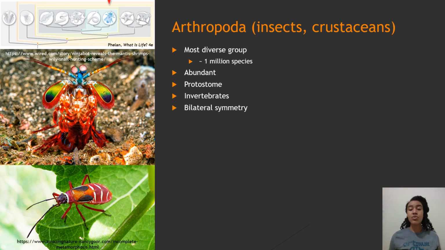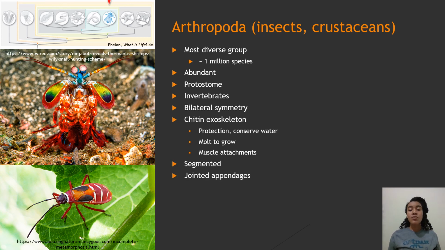Arthropods are all protostomes, so they develop mouth first. Additionally, they're invertebrates and they exhibit bilateral symmetry. So you can only divide them into two equal mirrored halves using one bisecting line. Arthropods also all have an exoskeleton made of chitin. And chitin, if you remember this term, we talked about chitin when we talked about fungi, and it was the carbohydrate that was in the fungi cell wall. That same carbohydrate makes up the exoskeleton of arthropods.